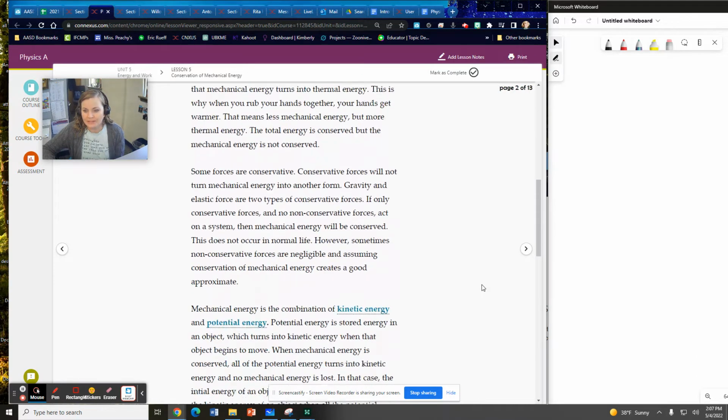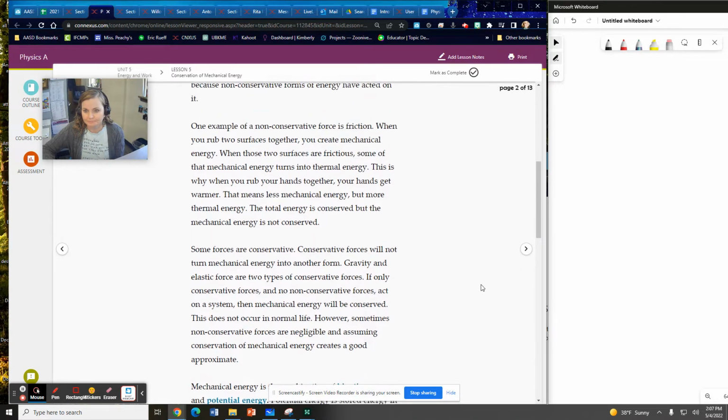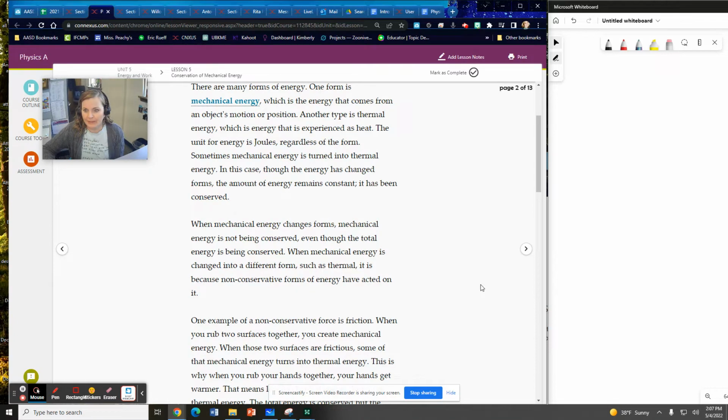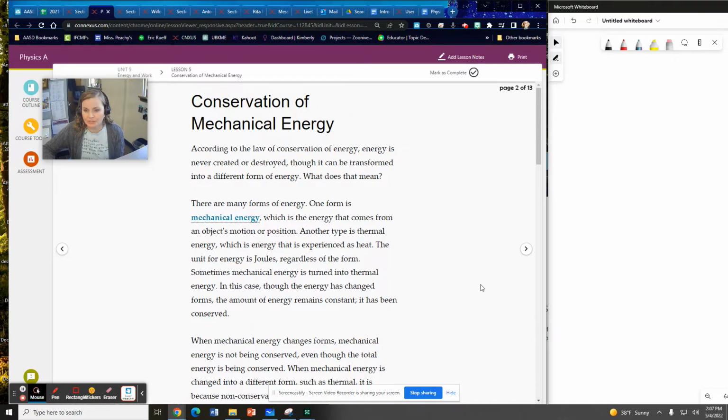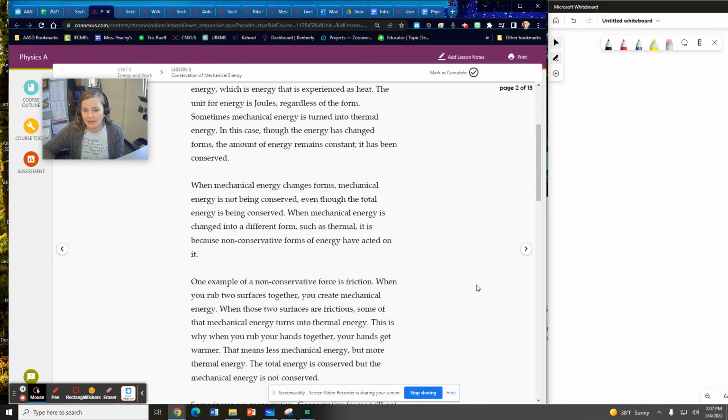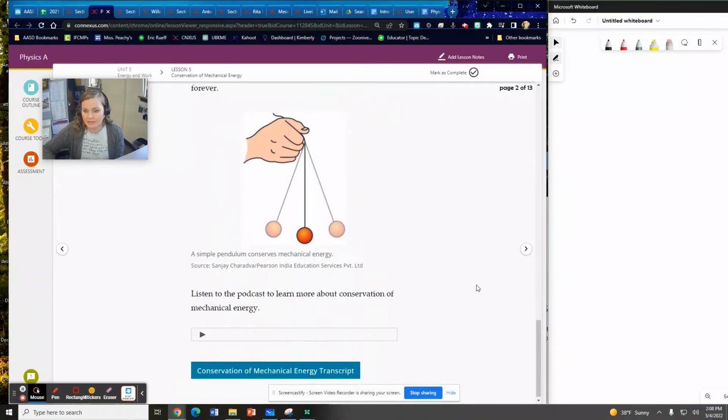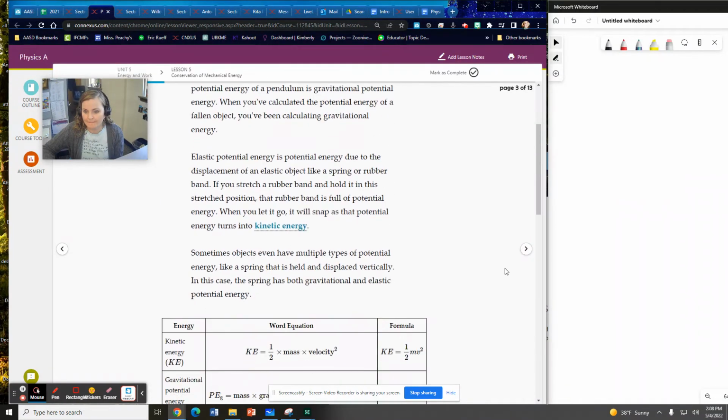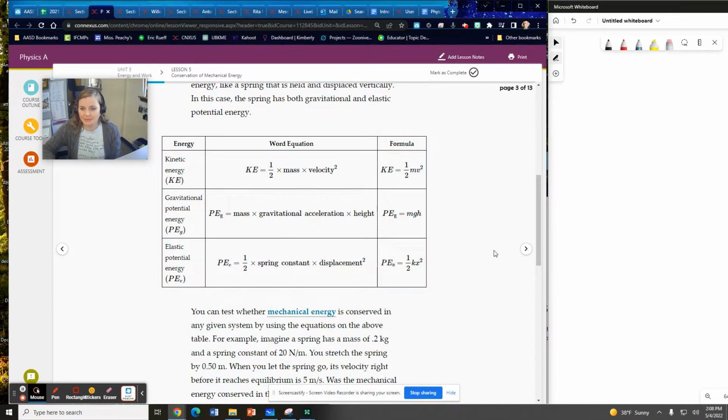So the first couple of slides just talk about energy and how energy is conserved, that mechanical energy can be changed from potential to kinetic energy. It talks about forms of energy as well. So we have this table here on slide 3. It looks at kinetic energy, which is 1/2 mv squared, and gravitational potential energy, which is mgh.